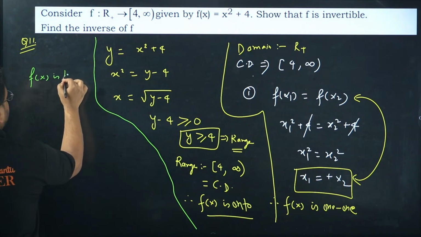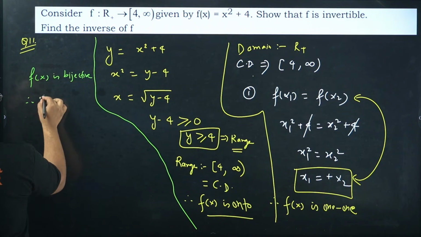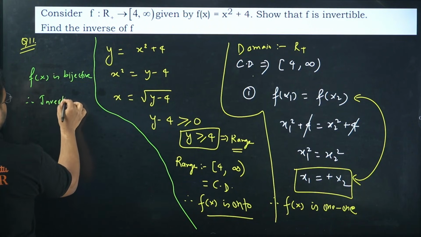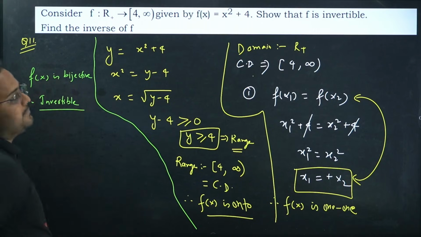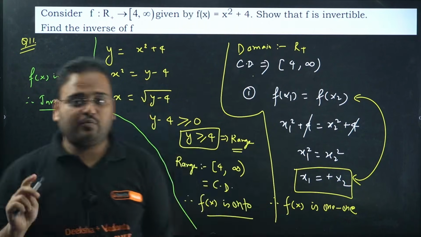f(x) is bijective, therefore invertible. Invertible. Done. Now, once it is bijective and invertible, we are also supposed to find the inverse.